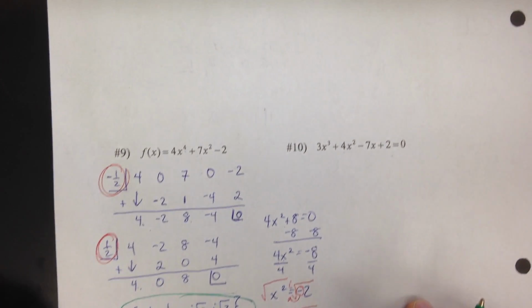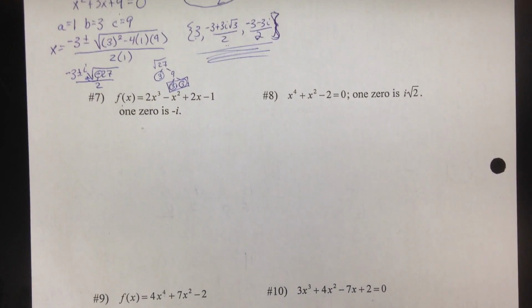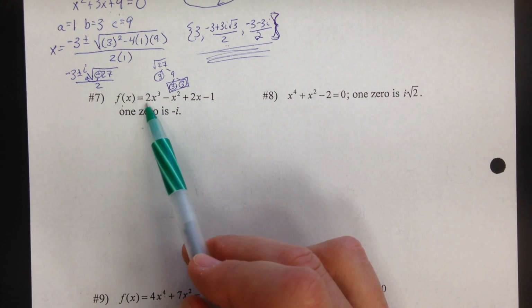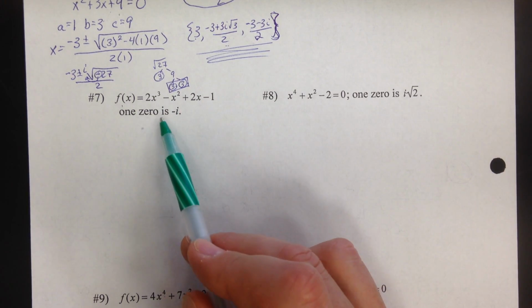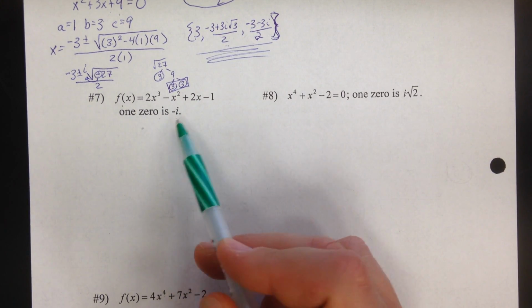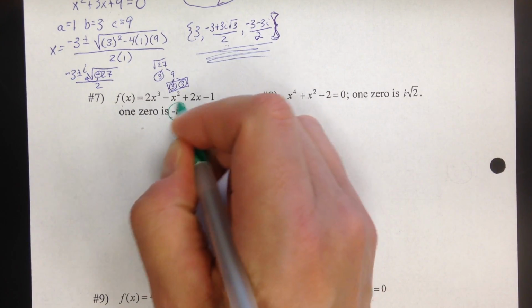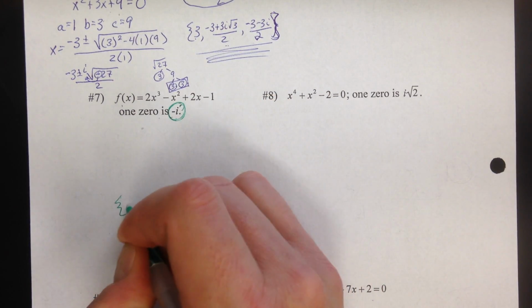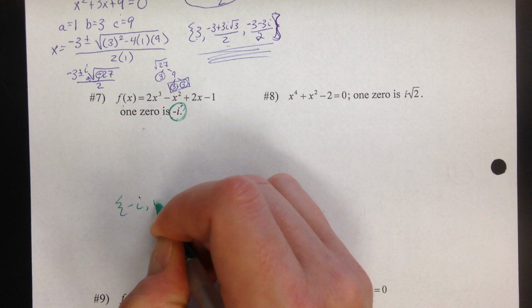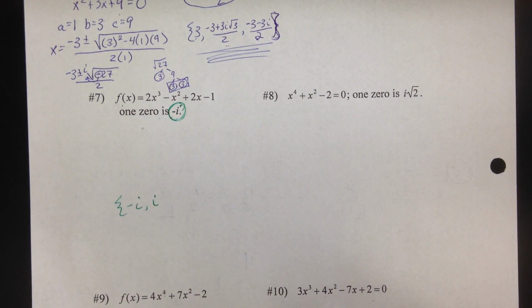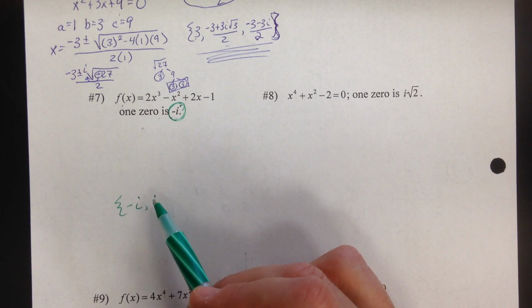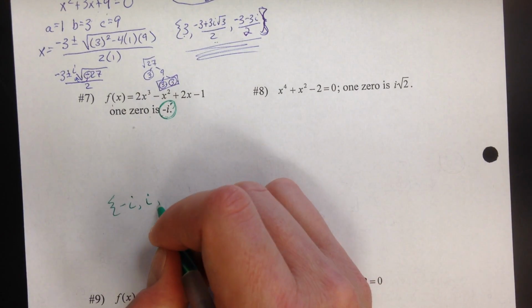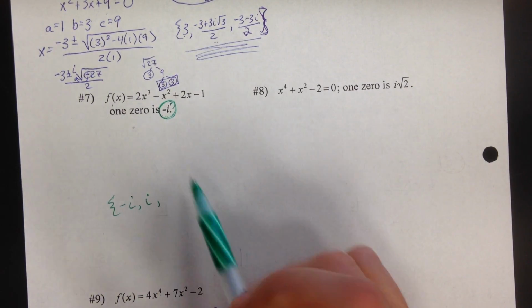Now the last thing we'll talk about, we'll come back up here to number 7. We're not going to do it, but let's just talk about it. So f of x, and they give you a cubic equation, third degree. One of the zeros is negative i. Without doing any work, we know that another zero is the conjugate, which would just be positive i. This is like 0 minus i, so the conjugate is 0 plus i. So you already have two solutions.